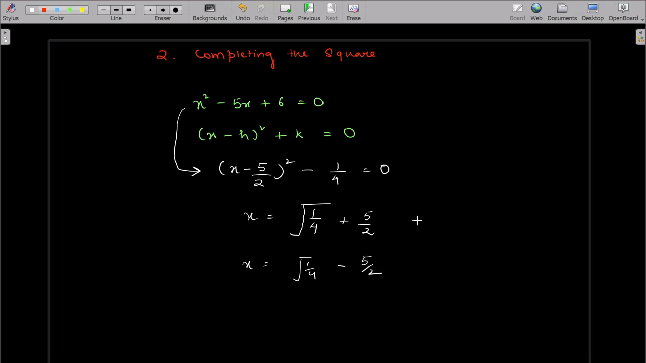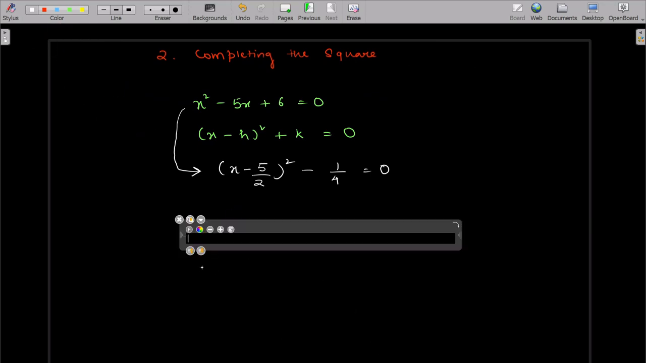Okay, so again you should get 2 and 3 as your solutions, but they will never ask you to solve a quadratic equation by using the method of completing the square, and it's not advisable to use this method to solve an equation. When will you use this method? When the question is like this.